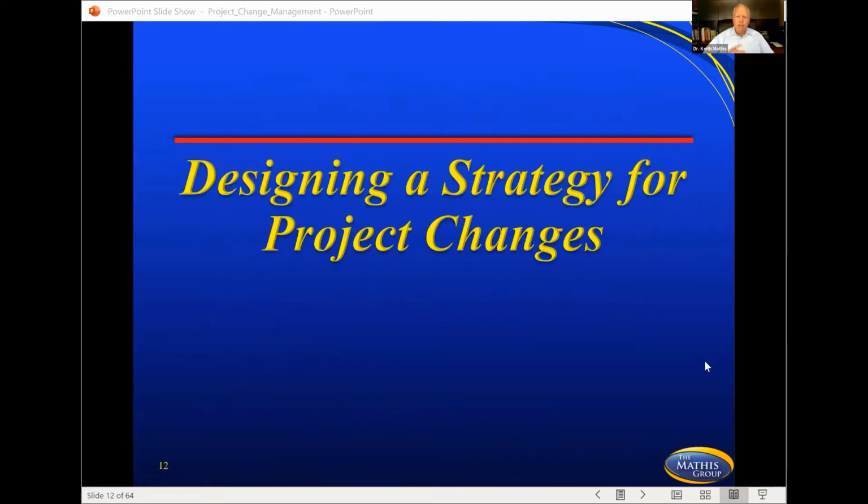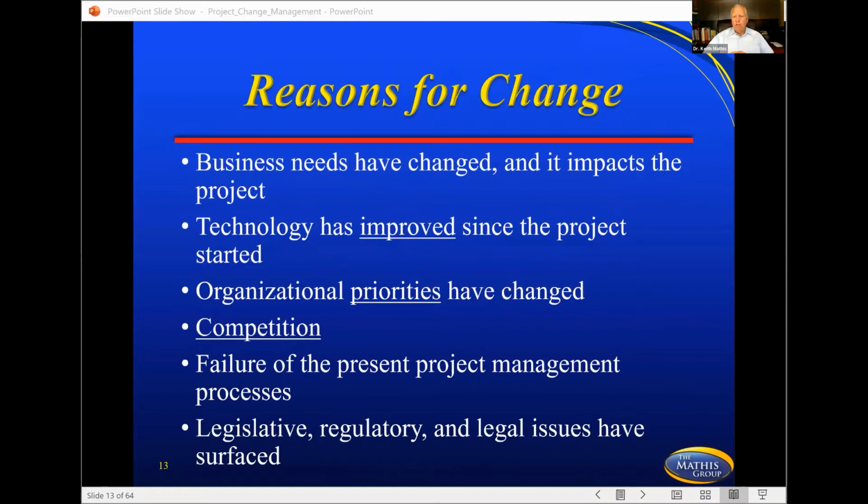Now let's look at designing a strategy for project changes. Now, obviously, every strategy, all the processes have to be adjusted to your organization, to your culture, but let me give you some ideas to consider. All right, first off, is there a reason for change? So the business needs have changed and it impacts the project.